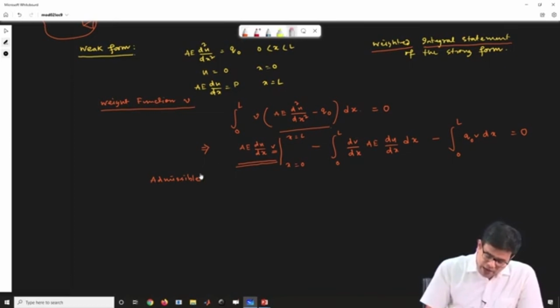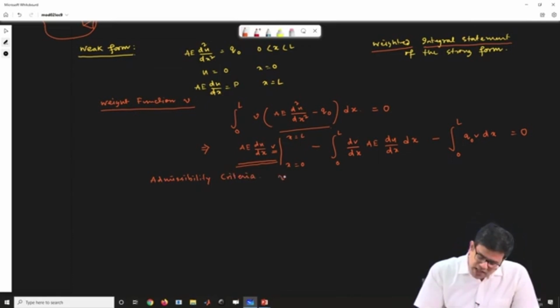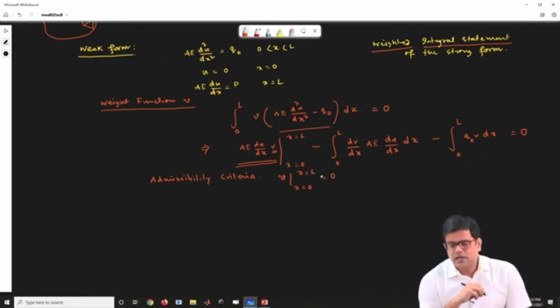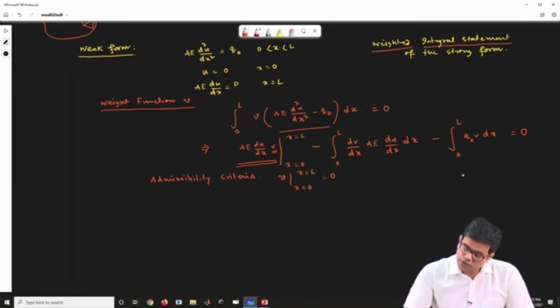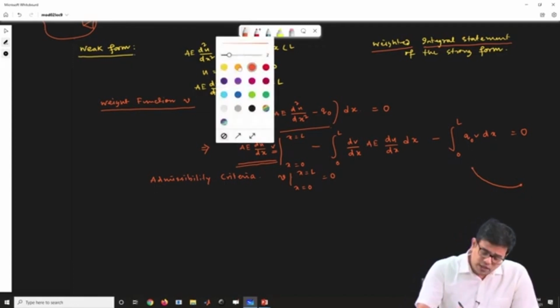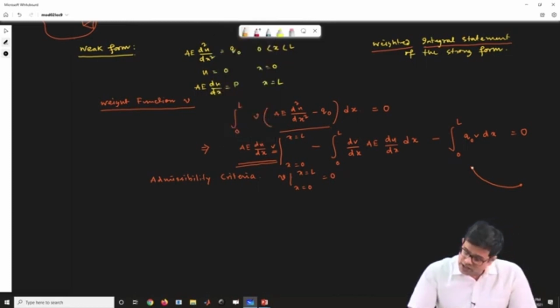The admissibility criteria: this V must be 0 at x equals 0 and x equals L. If you have remembered the Brachistochrone problem where we discussed this, this is a cycloid of the Brachistochrone problem. Our variation for this problem, we constructed that this could be this. So these functions are approximations, or y tilde.